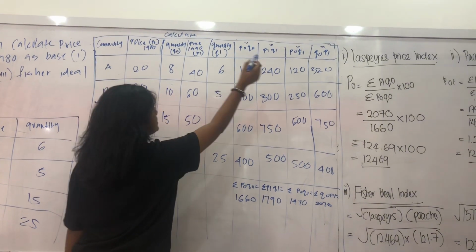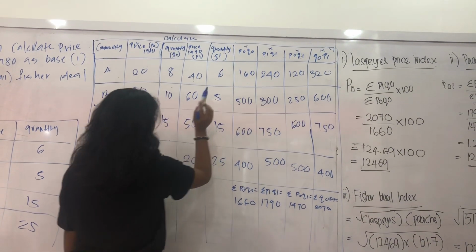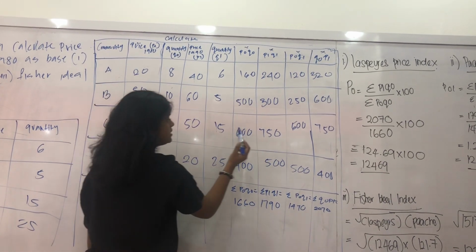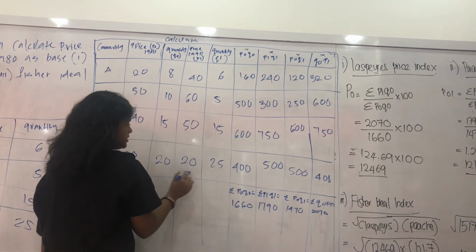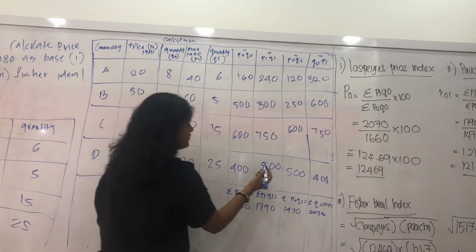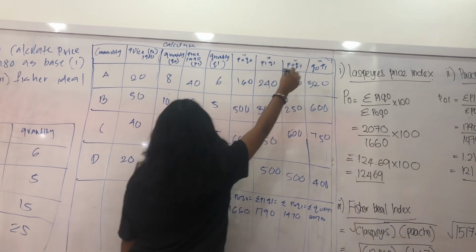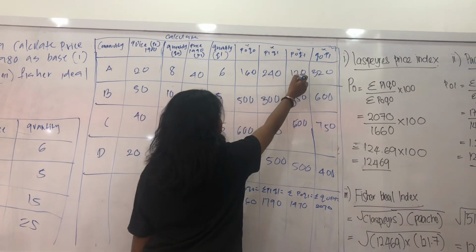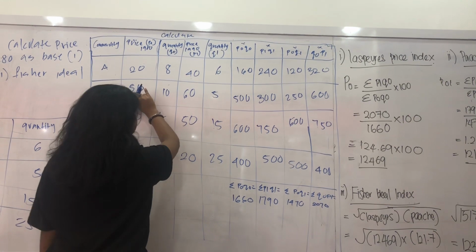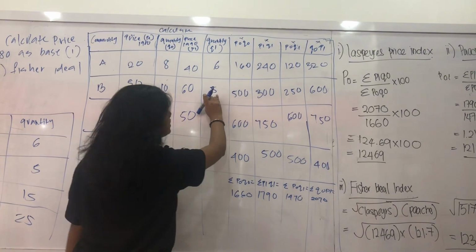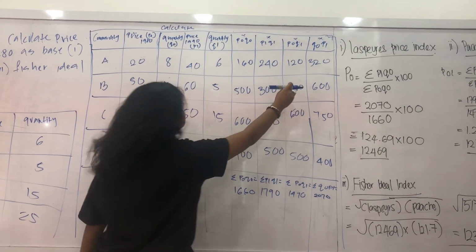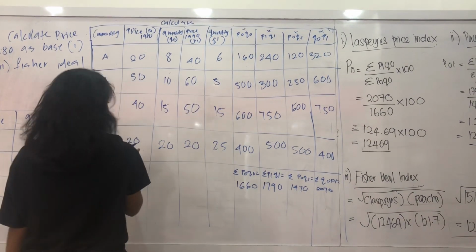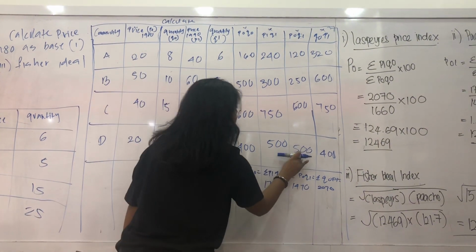P1Q1. 40 times 6 is 240, and 60 times 5 is 300, 50 times 15 is 750, and 20 times 25 is 500. So P0Q1: P0 is 20, Q1 is 6, 20 times 6 is 120, 50 times 5 is 250, and 40 times 15 is 600, and 20 times 25 is 500.